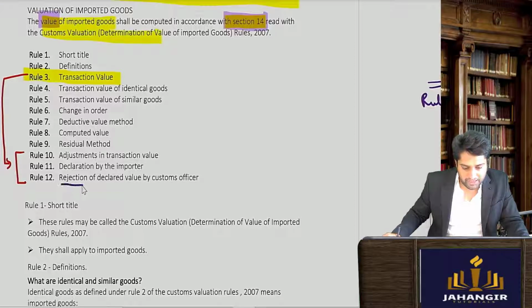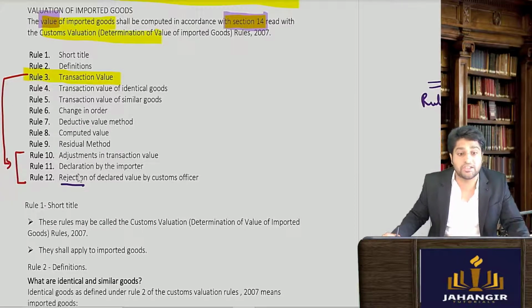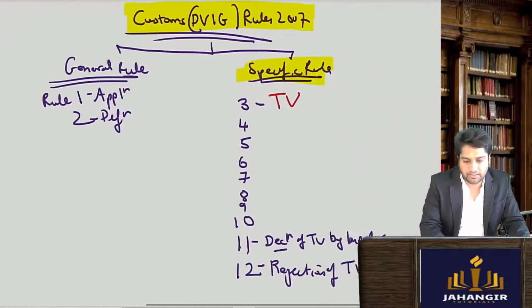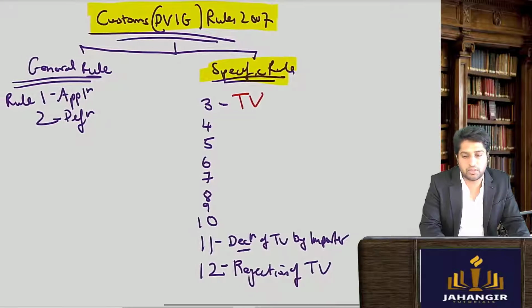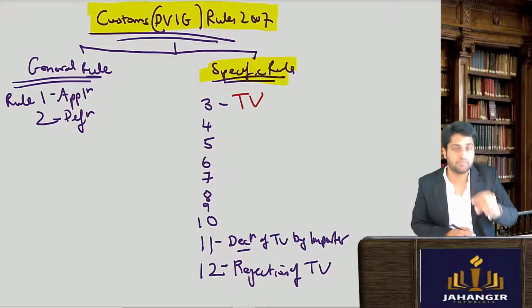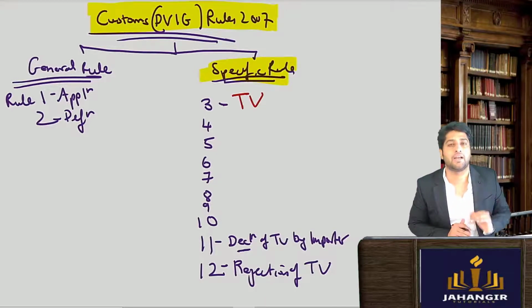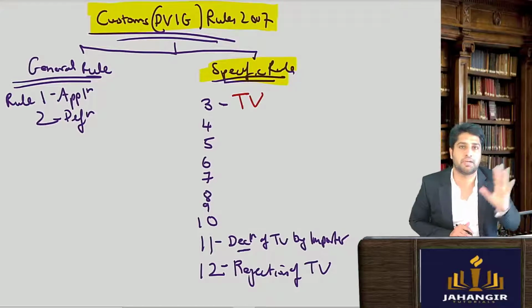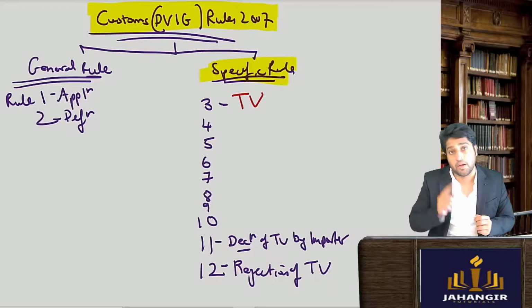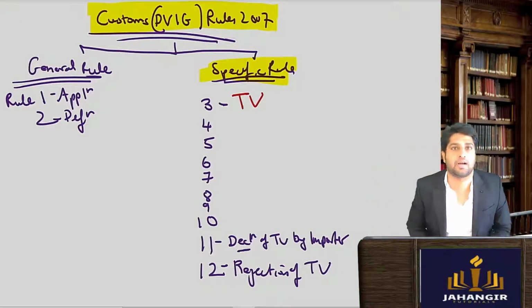Rejection of the declared value by the customs officer. The customs officer can reject the declaration given by the importer. Now tell me one thing, will the importer try to undervalue the goods or overvalue the goods? In most cases they try to undervalue, where they will say it is not worth 1 lakh, it is worth 30,000, so that he has to pay duty only on 30,000. But in some cases they overvalue the goods also.